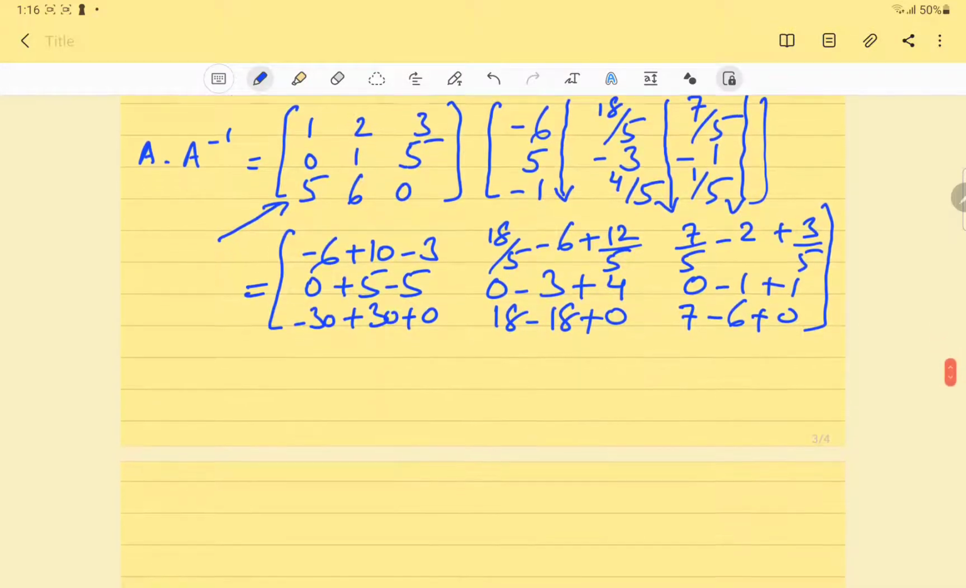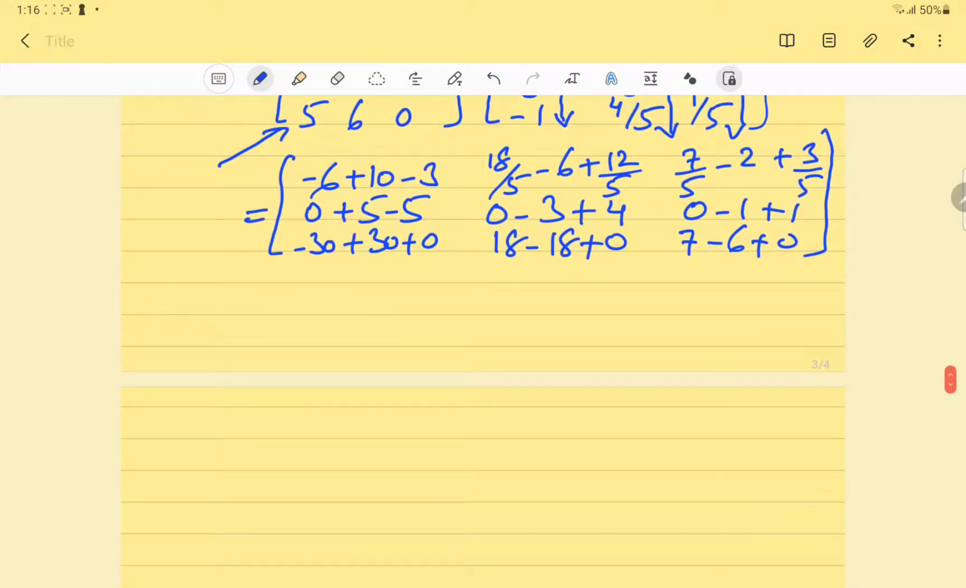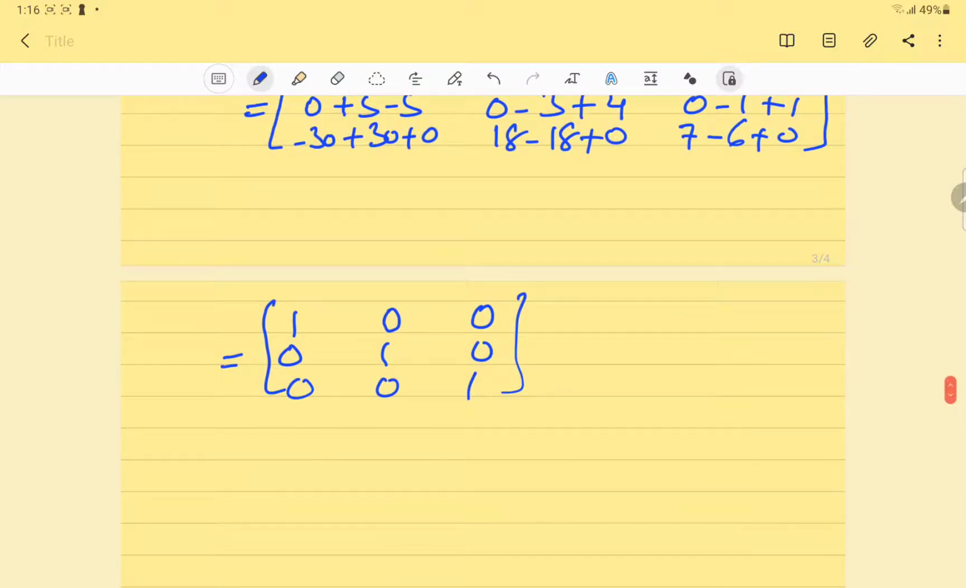Okay, it is equal to 6 minus 3 is 3 plus 10 is 13. Then the next one comes 0, then 0, then 0, then 1, then 0, then 0, then 0 and 1, which is equal to the unit matrix I, and that is what we are looking for.